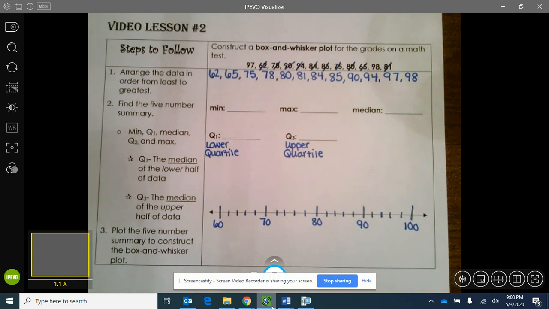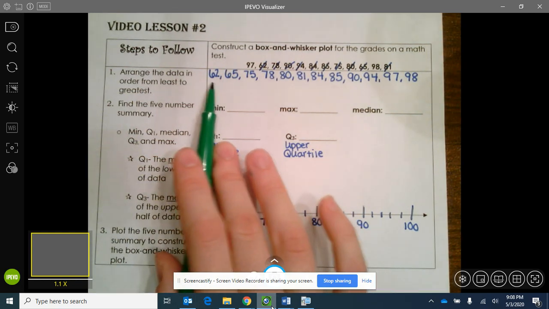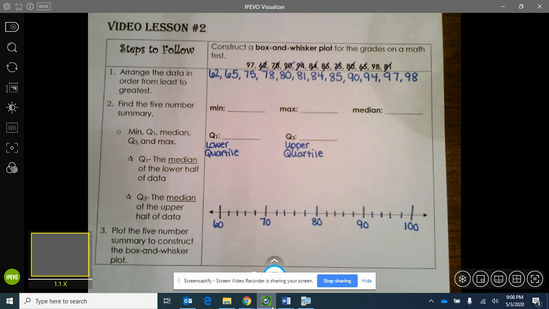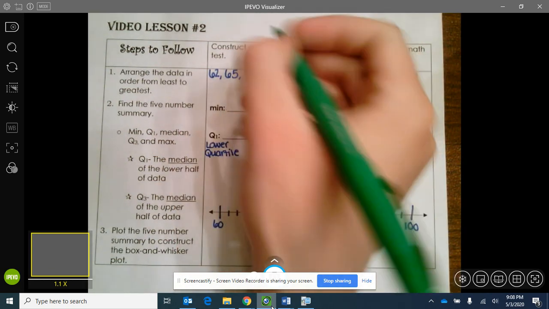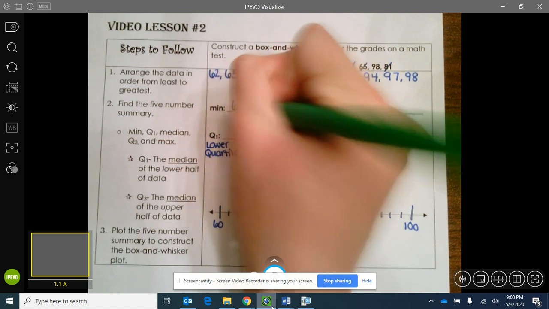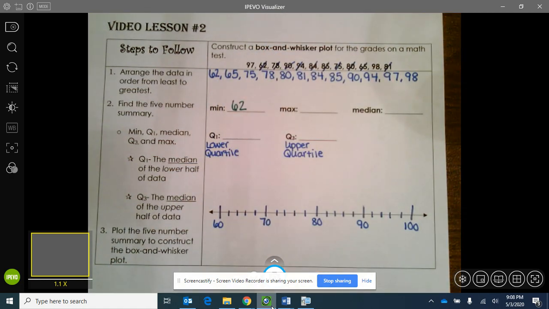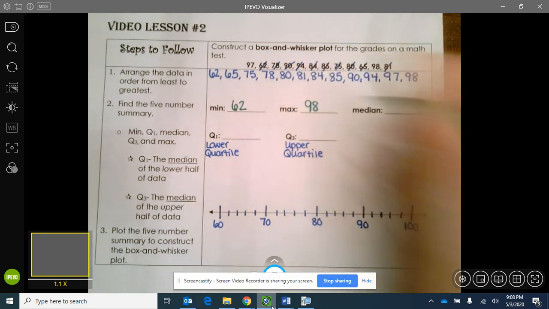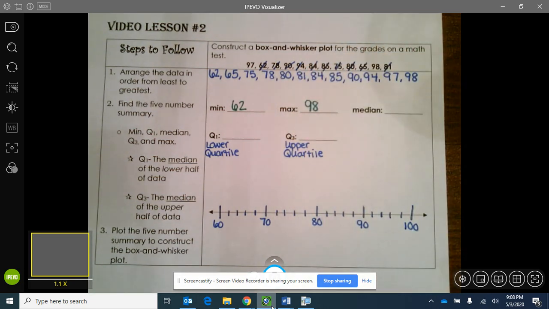First thing you always want to do before you do anything else when you're making a box and whisker plot is order your data values from smallest to largest. So just to save a little bit of time, I went ahead and did that. So here's my data values ordered from least to greatest. Now I can find my minimum, my maximum. So my minimum is going to be 62. It's the smallest data value that I have. And my maximum is going to be 98, which is the largest data value that I have.